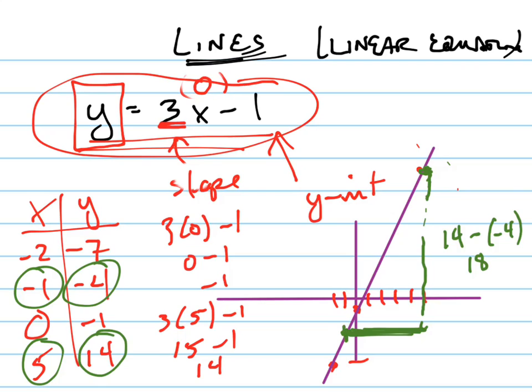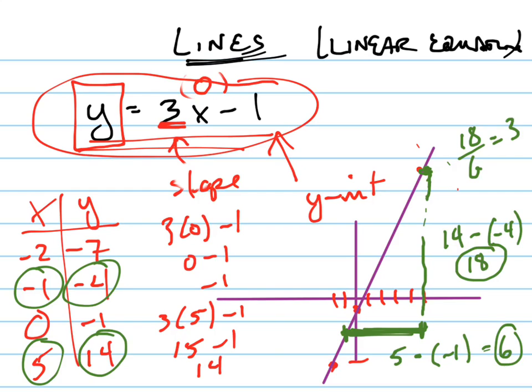Because I'm going from 5 to -1. 5 minus a -1 is positive 6. And what's the ratio of the rise to the run? 18 over 6 is what? 3. That's the slope. Let's take 2 more points.